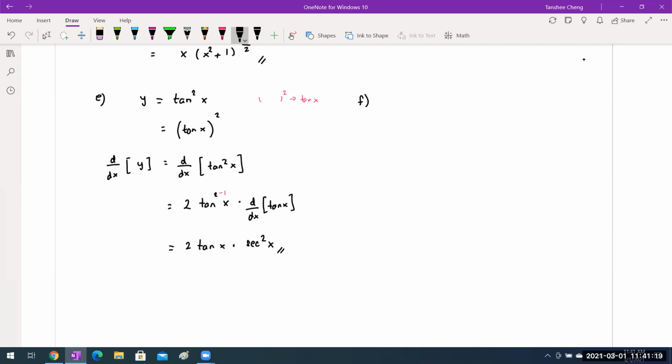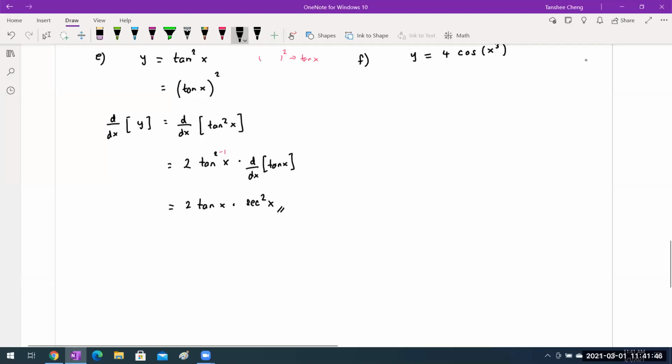Let's take a look at F. In this case, the outer function is 4 times cosine, and the inner function is x to the third power. Since 4 is a constant, I can just take the derivative of the cosine function using the derivative formulas from 2.3.